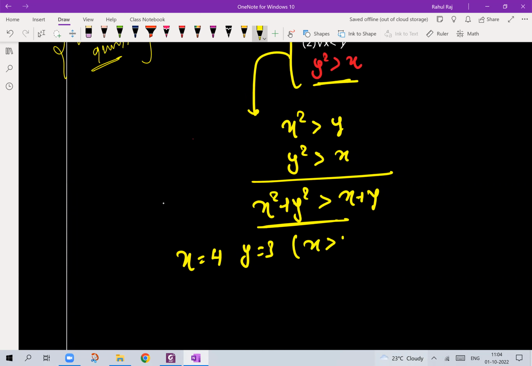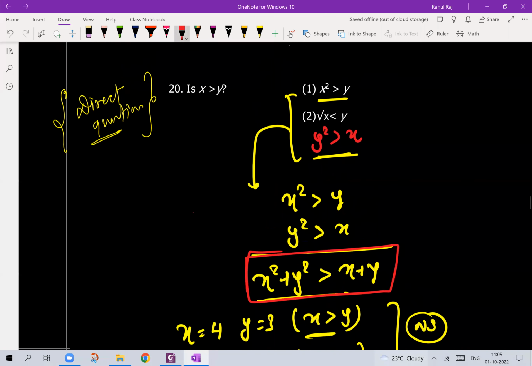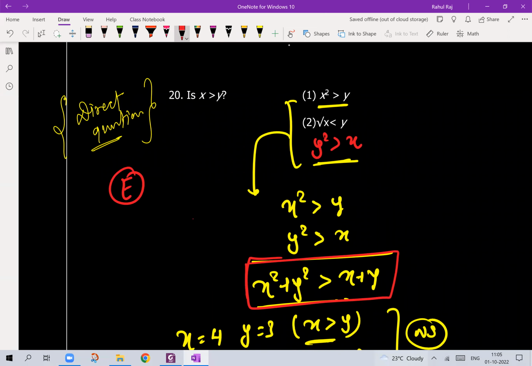In this case, x is greater than y. Imagine if I take x is equal to 3 and y is equal to 4. What happens? x square plus y square is greater than x plus y. That is x is less than y. So again, it is not sufficient. I can have x greater than y. I can have x less than y. And still, x square plus y square would be greater than x plus y. So the answer is E.